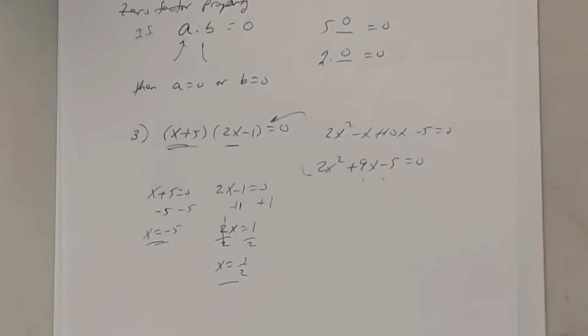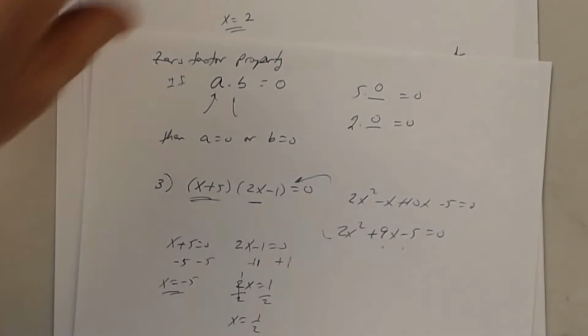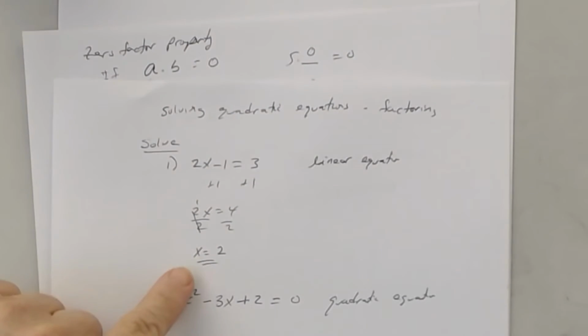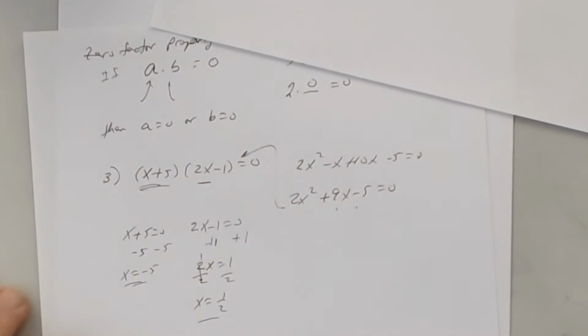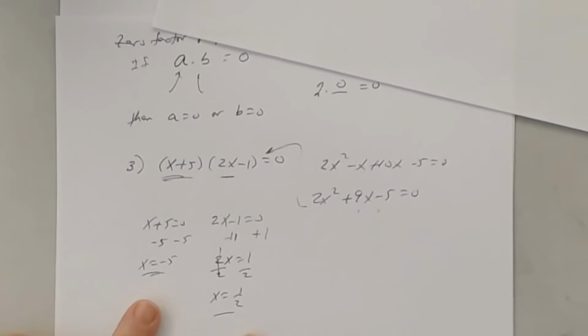So notice that when we solved this linear equation earlier in number 1, how many solutions did I have? Just one. You're going to notice for the most part, it's not always true, but for the most part, when you solve a quadratic equation, you're going to have two different solutions. They're going to be distinct. Now, that's not always true, but most of the time it is what we're going to deal with.